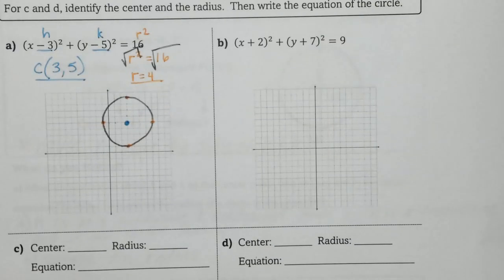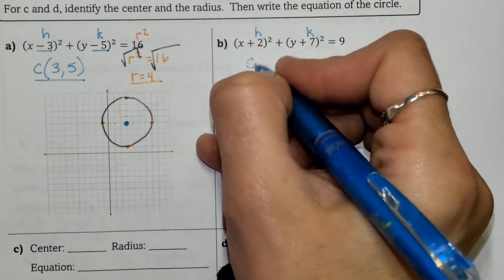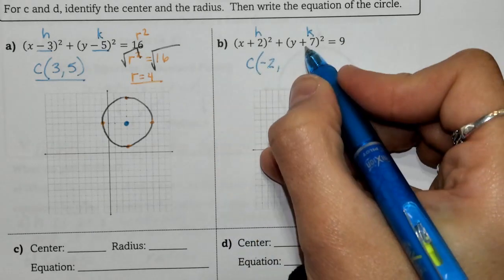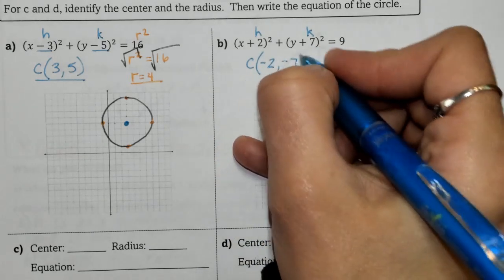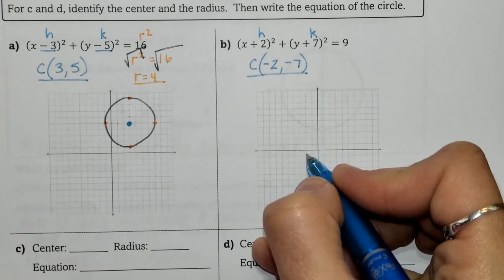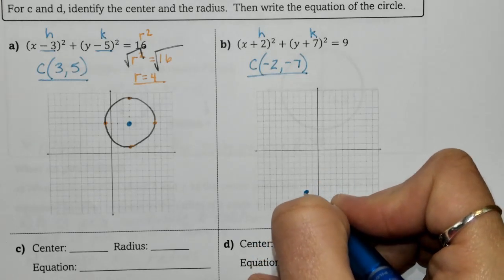All right, let's do it again. Here's your H and your K. Your center will be located. That was a +2. Change it to -2. +7. Change it to -7. We have our center. Go at -2. 1, 2, 3, 4, 5, 6, 7. -7. Here is our center.